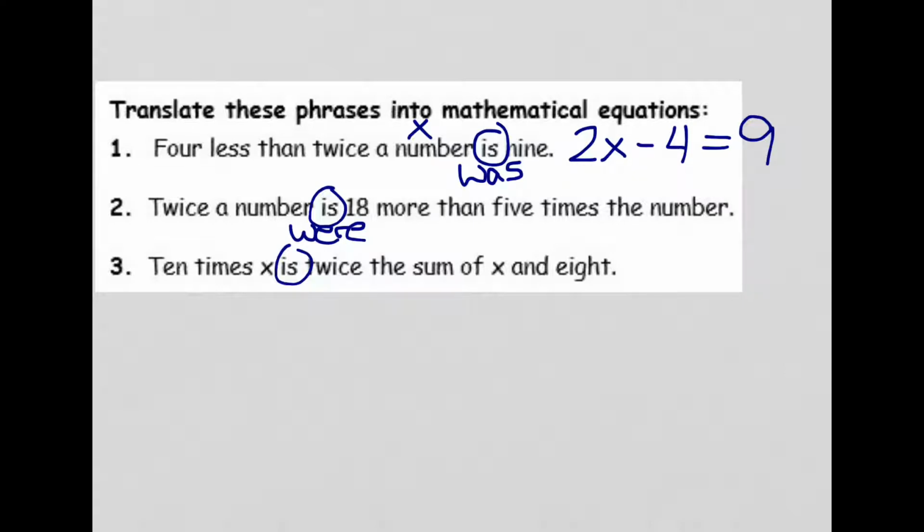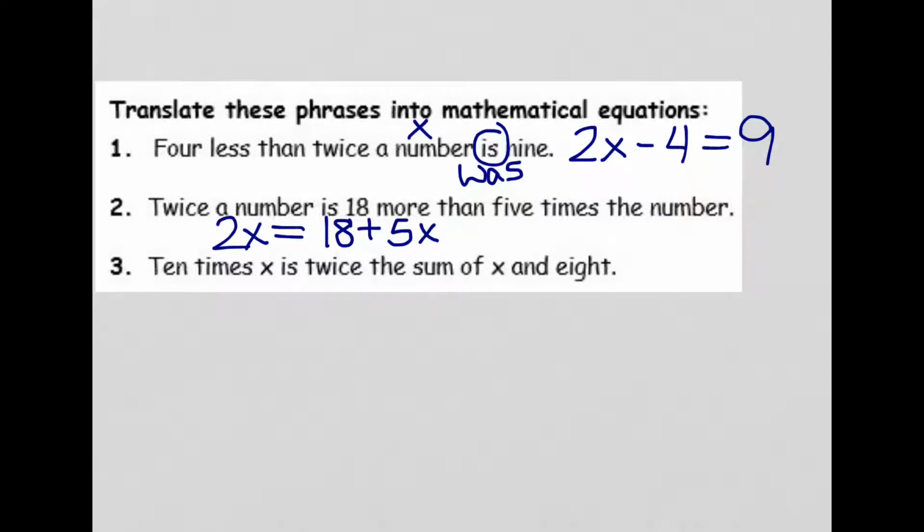Okay, let's try the next one. Twice a number again. Let me erase this so we have more room. So twice a number is 2x. It is something, so that's where your equal sign goes. What is it? It's 18 more than 5 times the number. Well, 18 more than something means that I need to add 18 to something. 18 more than, it's whatever it is plus 18. And it is 18 more than 5 times the number. So 5 times whatever the number is going to look like x. Again, don't solve it. Just leave it. Walk away. We're just translating.